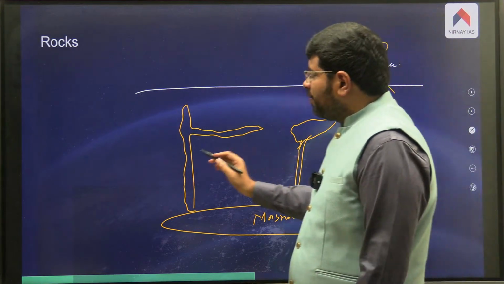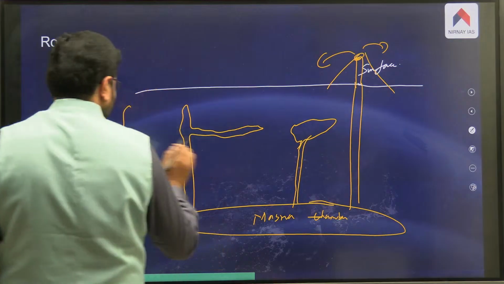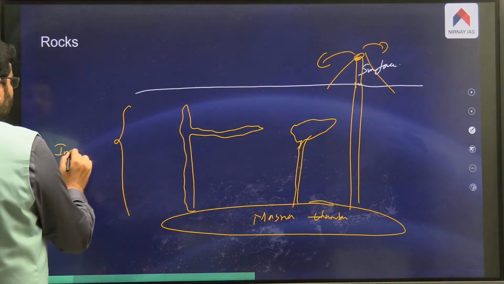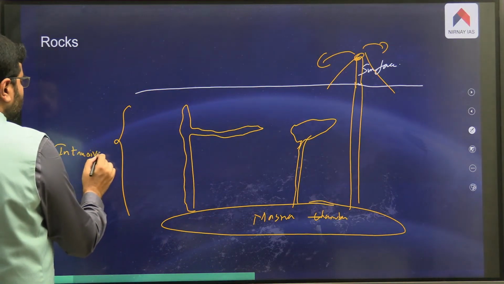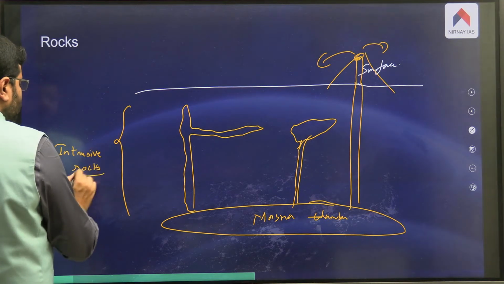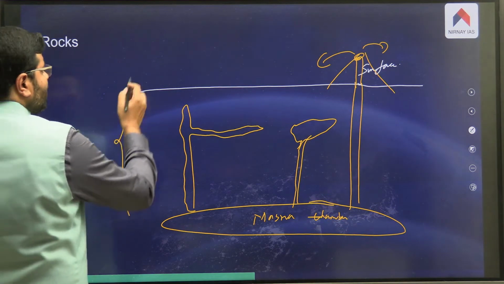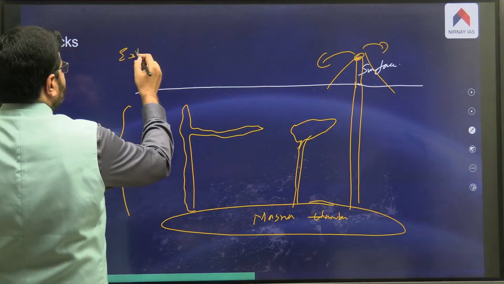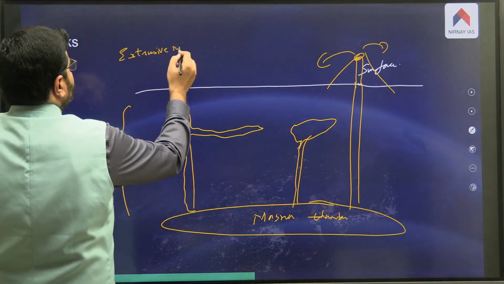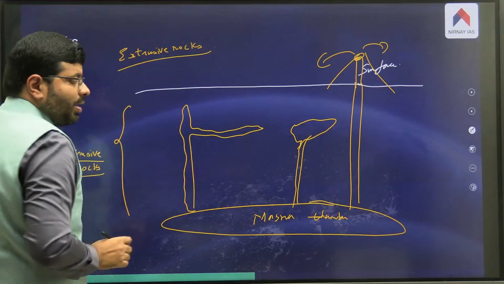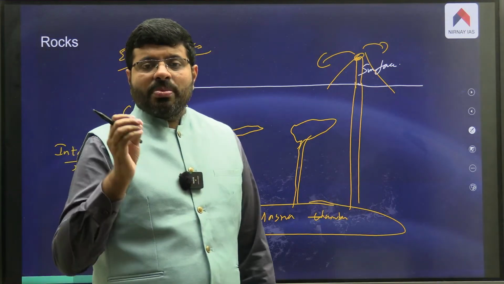For example, if they are cooling down inside the Earth's surface, they are called intrusive rocks. Intrusive rocks. If they are cooling outside the Earth's surface, we call them extrusive rocks. Can you tell me which one will be cooling down faster?